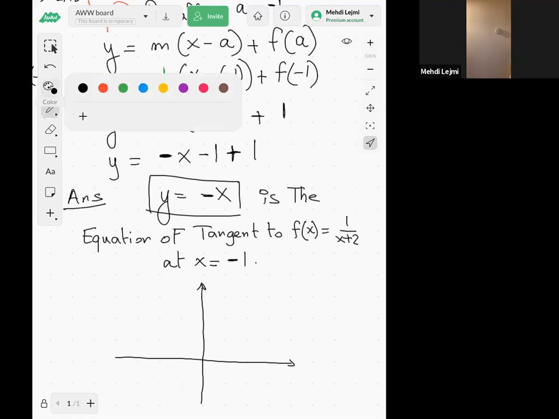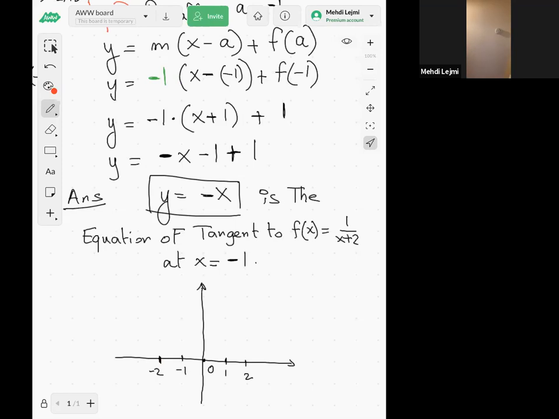So if you graph f of x, which is 1 over x plus 2, let's say the graph of 1 over x plus 2 is something which looks like, let's say, here. So this is, let's say, negative two. So this is here, this is negative two, this is negative one, et cetera. This is zero, one, two, all right? Yeah, so if you try to graph, let's say you have something which looks like this here.